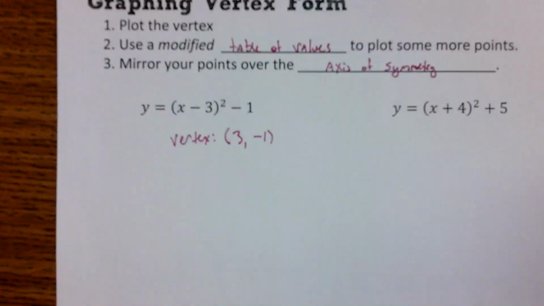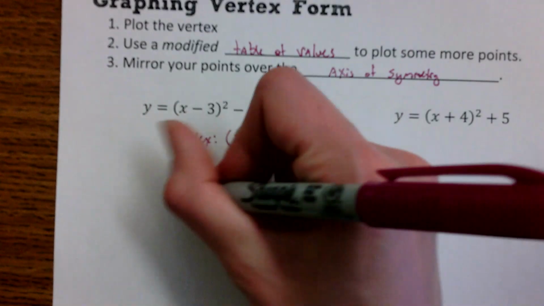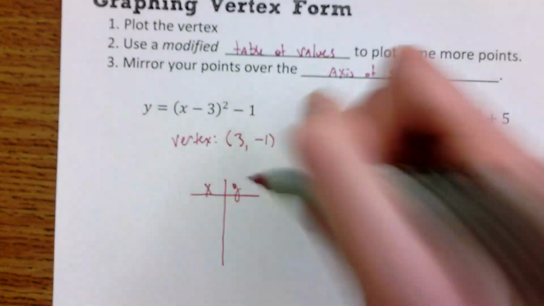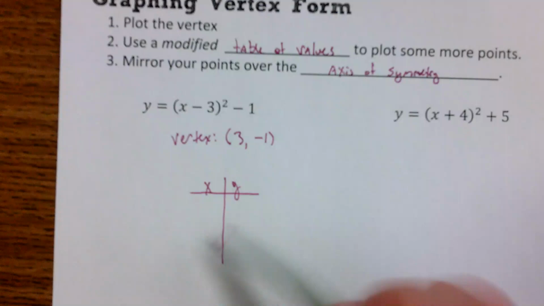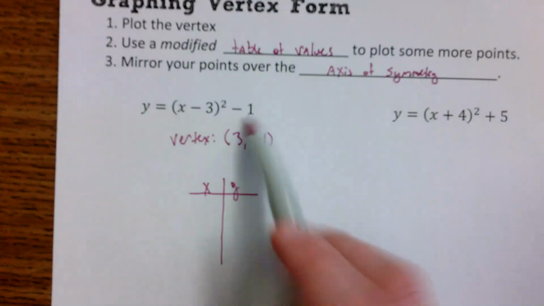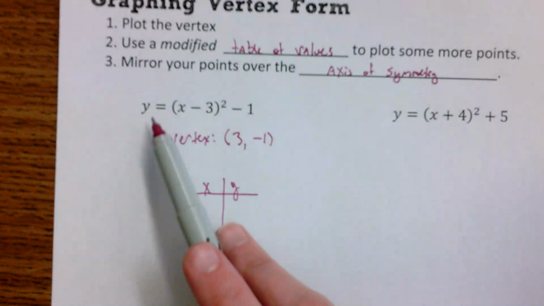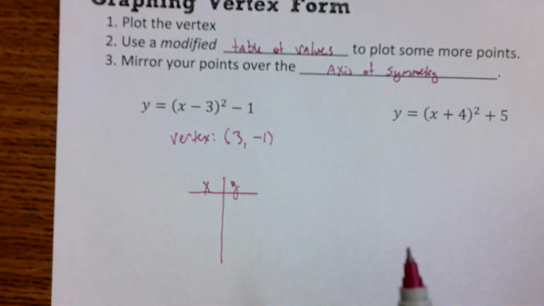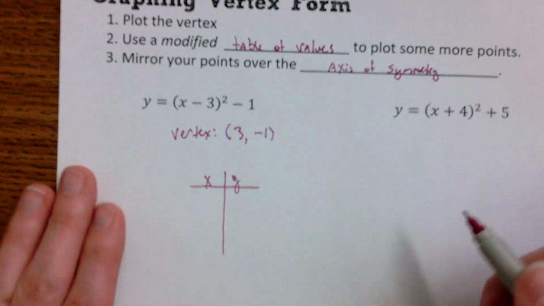All right, so now this table of values stuff. We're going to make a table of values, but it's not a regular table of values. Normally in a table of values, we would take these numbers and plug them in for x, and then use that to figure out all the other y values for this table. Okay, now that is a lot of work. But we can shortcut this method using something called a modified table of values. What's a modified table of values?